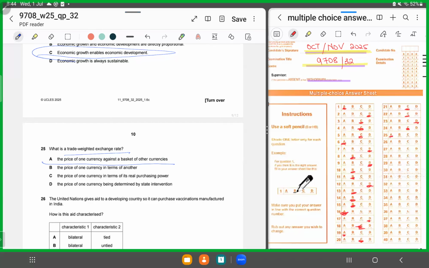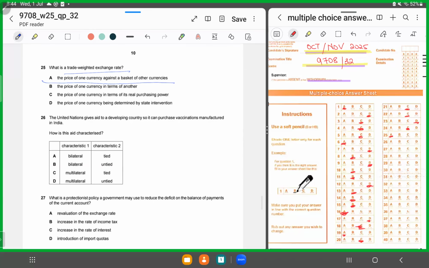Moving forward, MCQ number 26. United Nations is giving aid to a developing country so that it's able to buy vaccinations. How is this aid characterized? Is it bilateral or multilateral? Since it's coming from an international organization, it is multilateral. And since it's for a relevant purpose, it is tied. So it has to be tied and multilateral. So 26, it has to be C.